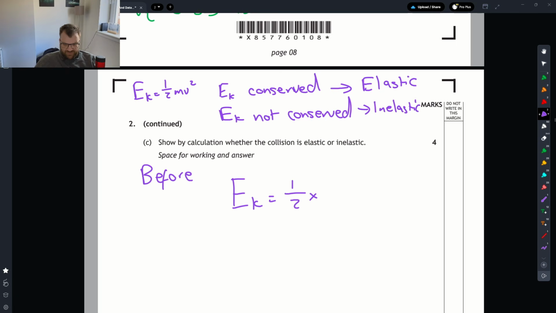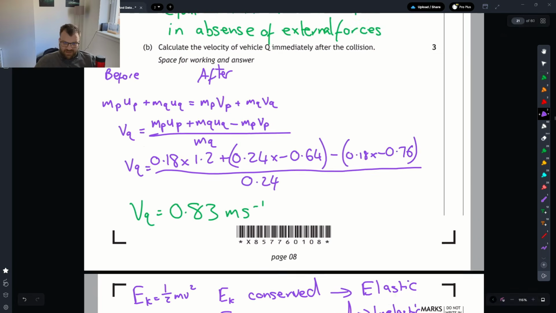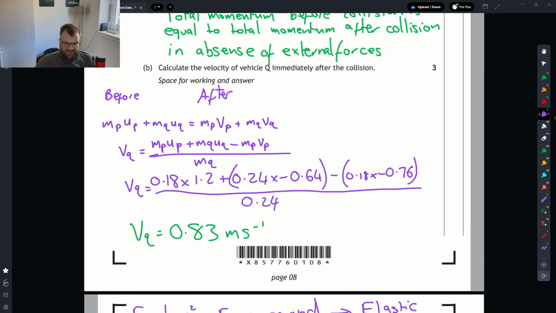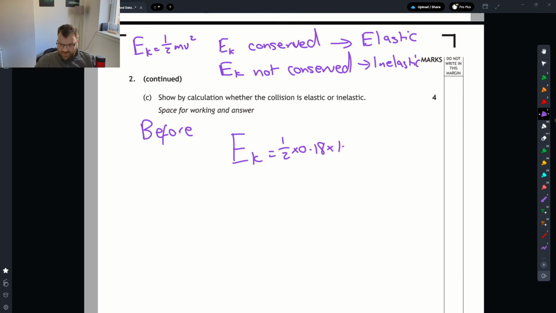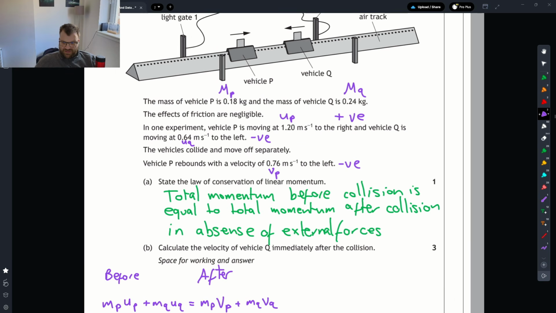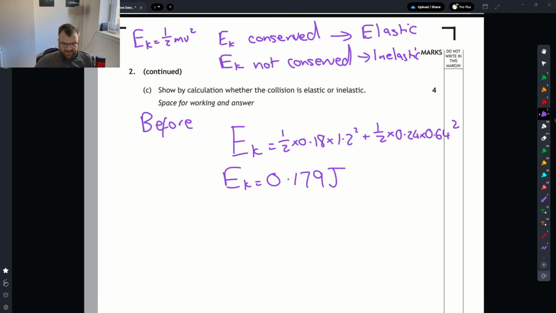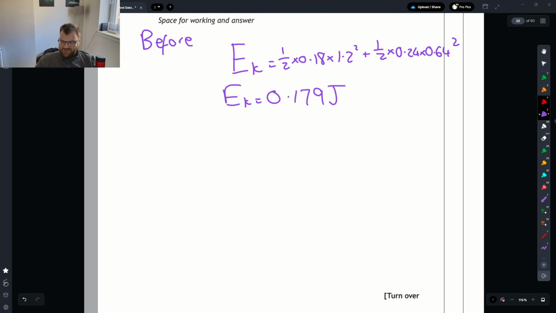So it's half of the first mass, which was 0.18, and the initial speed, this section in here, 1.2. That would need to be squared. Add on a half of the other one, so with this section here, 0.24 and 0.64. That needs to be squared. And I get that to be 0.179 joules.